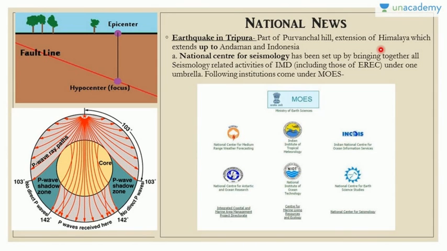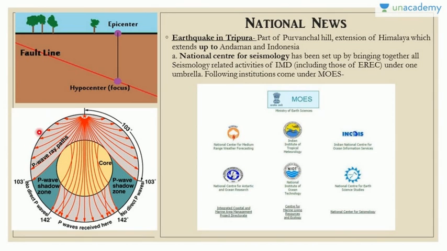So as you can see in this diagram, this is the fault line where the earthquake passes through, and the hypocenter, or focus, is the point of origin, and the epicenter is the point directly above the focus on the surface of the earth. So this is about epicenter and focus. Apart from that, you also need to be aware of different types of waves: the primary waves, the secondary waves, the Love waves, and the surface waves.